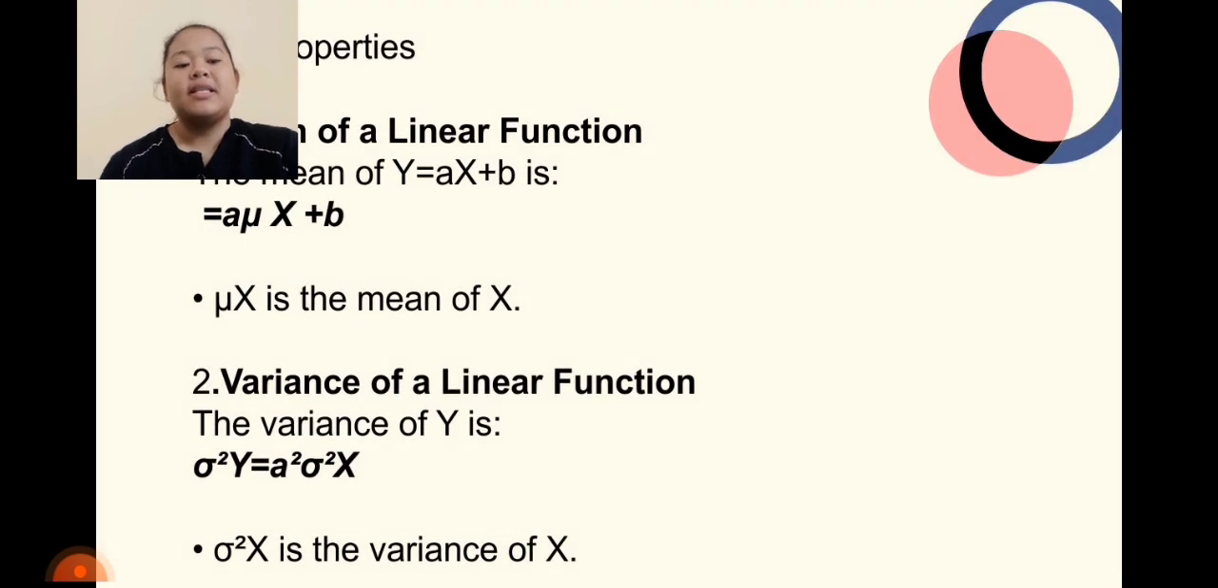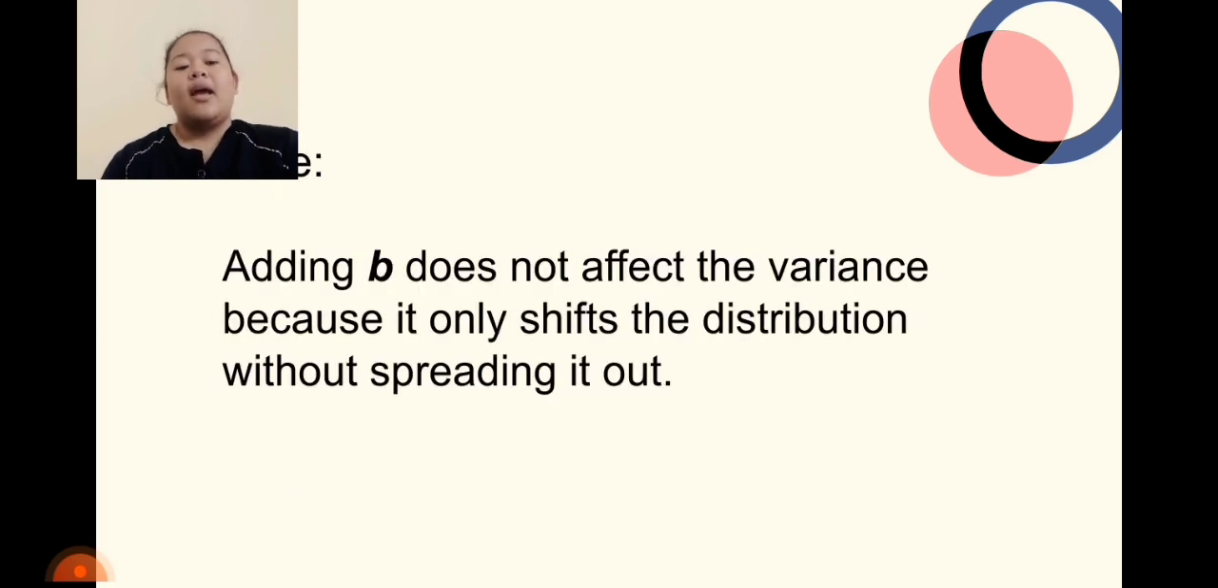So, key properties. One is the mean of a linear function. The mean of Y, where Y is equal to aX plus b, is equal to a mu x plus b, where mu x is the mean of X. Two, variance of a linear function. The variance of Y, sigma squared y, is equal to a squared sigma squared x, where sigma squared x is the variance of X. Note, adding b does not affect the variance because it only shifts the distribution without spreading it out.